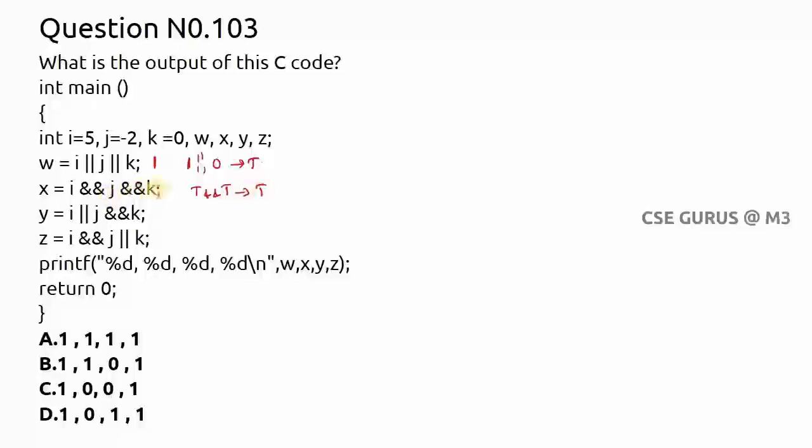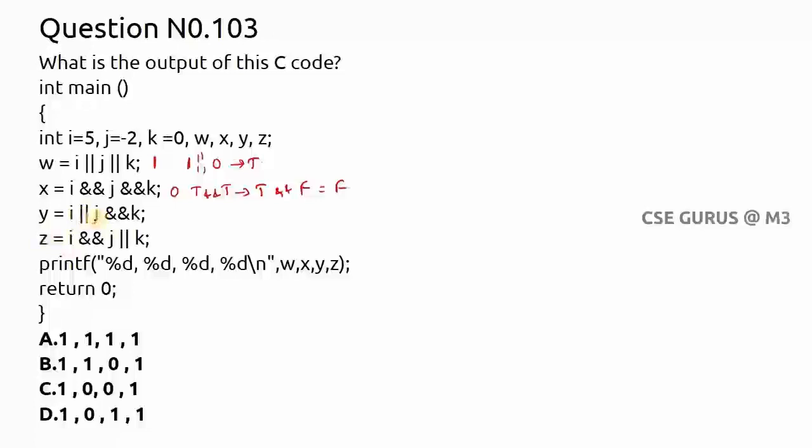Next, after the double AND of K, what is the K value? K value is 0. So if you take 0, that means false. So true and false is false. So that's why the x value is false, which means you have to take it as 0.